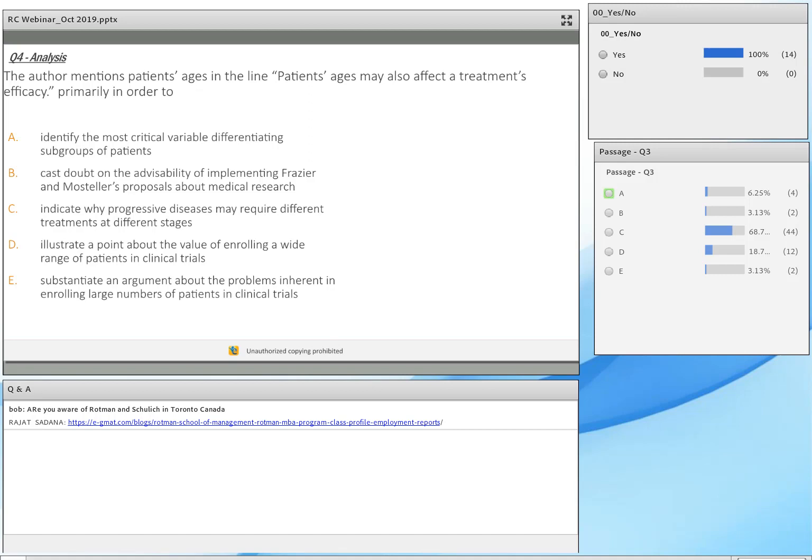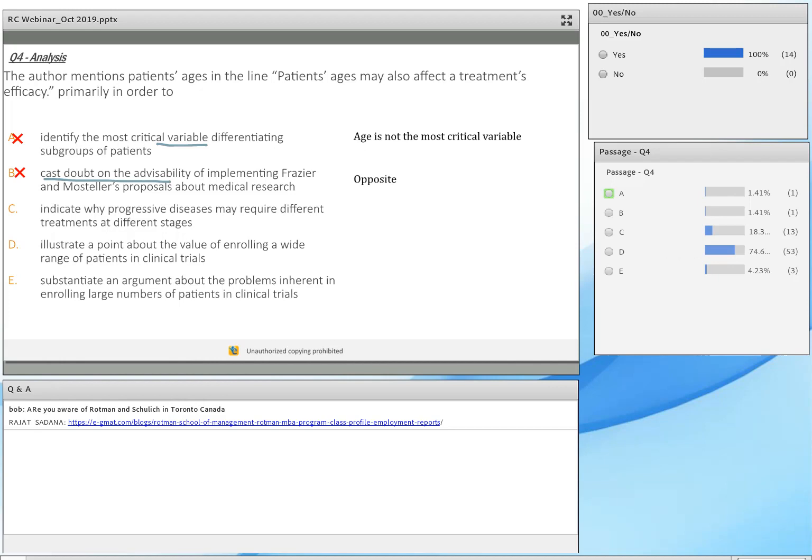Identify the most critical variable. Well, this is not the most critical variable. We know that for sure. Cast doubt on advisability. Absolutely wrong. This is actually going in favor of the FNM proposed approach. And let me get the responses here as well. So quite a few of you got this question correct.